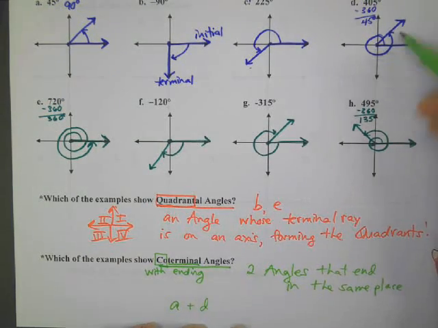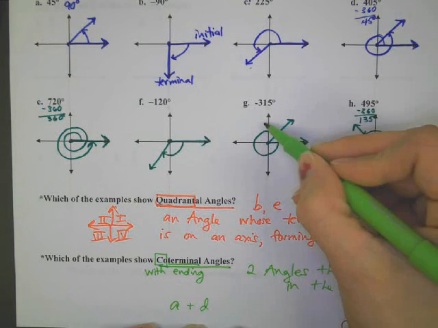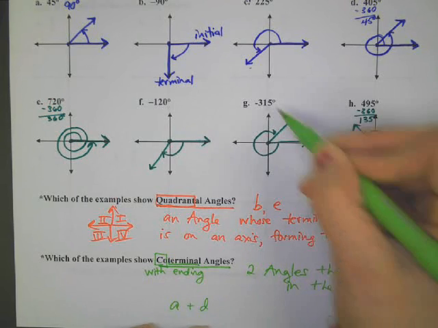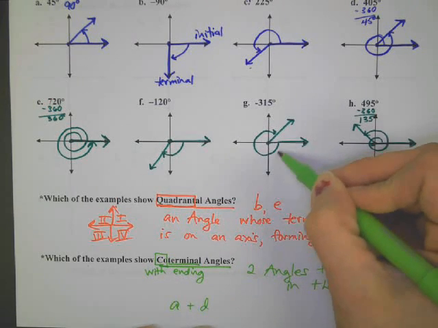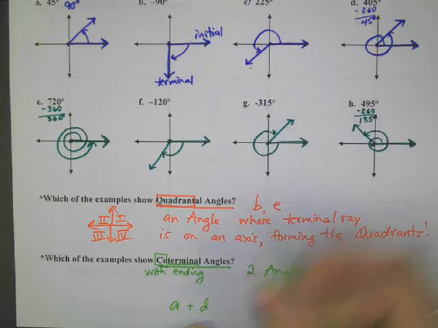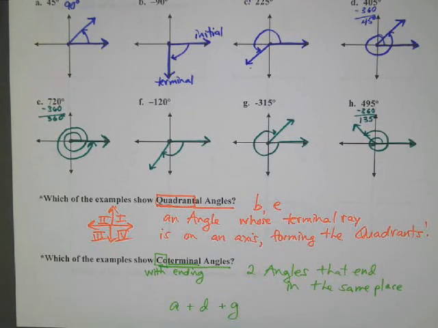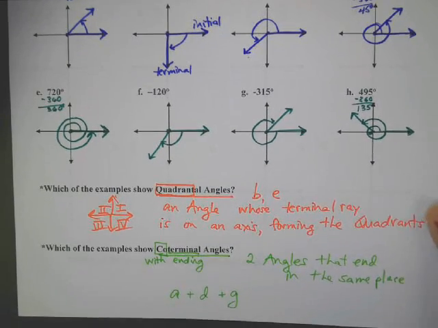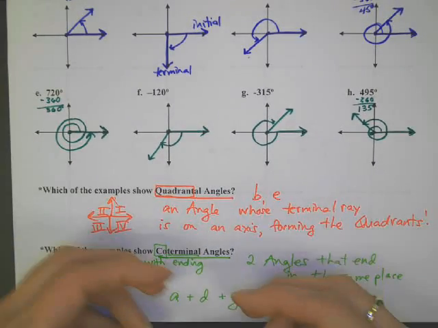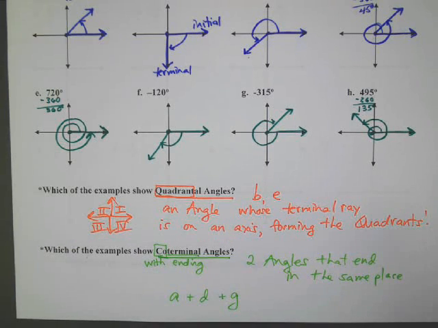And somebody else that also ended up in that place would be G. G ended up in the middle of quadrant 1 at exactly 45 degrees, but he went the other way. He took the negative route. So A and D and G are all coterminal. I don't think anybody else is coterminal with anybody else on this page. Okay, but you have to put all the ones that are coterminal together like a set.